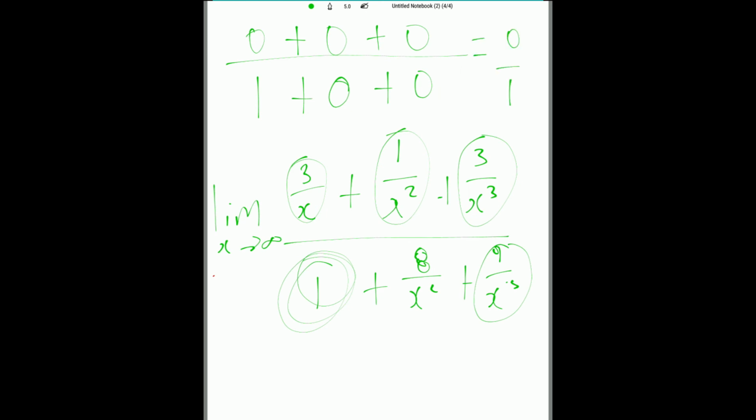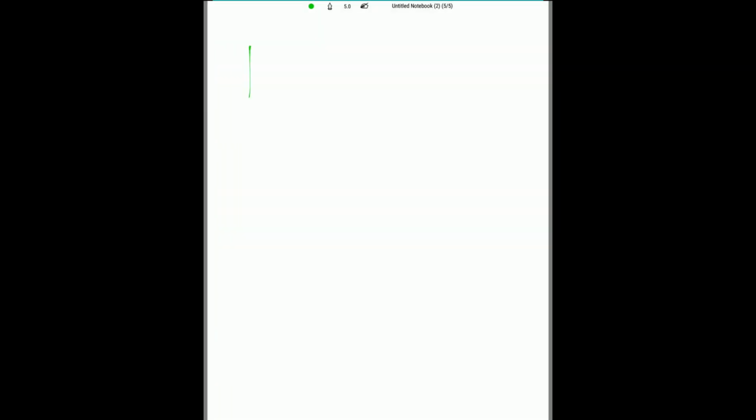And as such, we come to the conclusion that the limit of 3x squared plus x plus 3 all over x cubed plus 8x plus 9 as x approaches infinity is equal to 0.